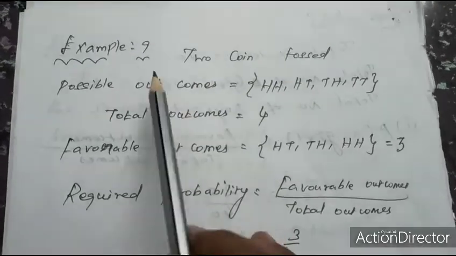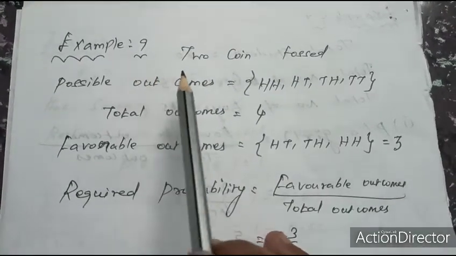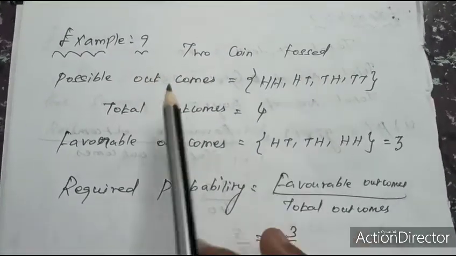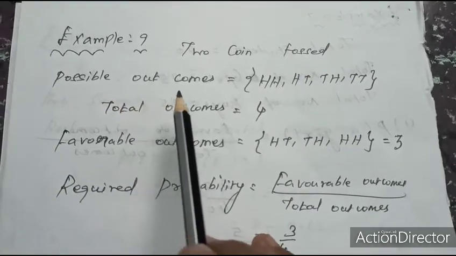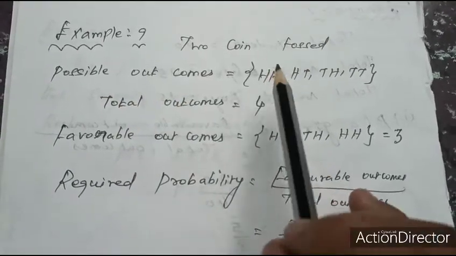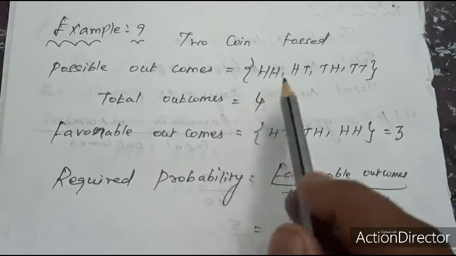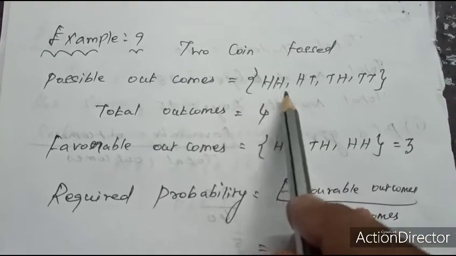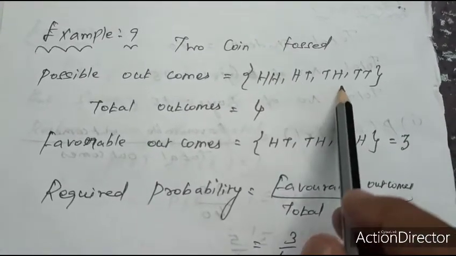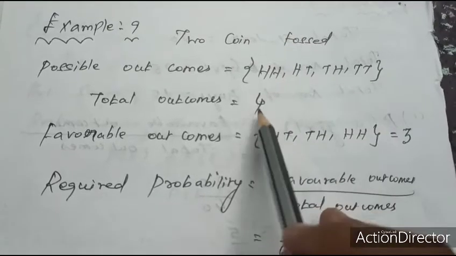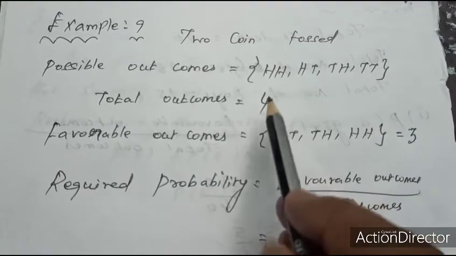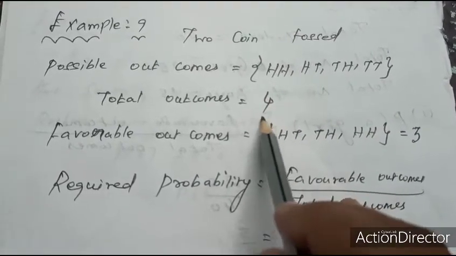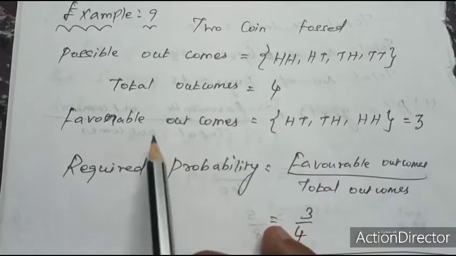The solution, Example 9: two coins are tossed. The total outcomes of two coins, one coin of 1 rupee and another of 2 rupees, are head head, head tail, tail head, tail tail. Only 4 possible outcomes. When two coins are tossed, the total outcomes are only 4. Now the favorable outcomes.